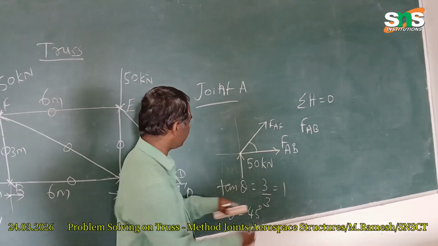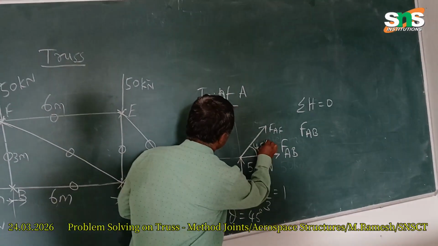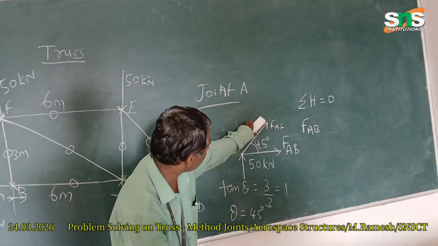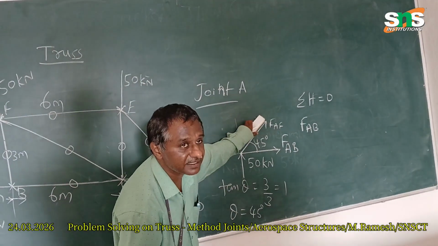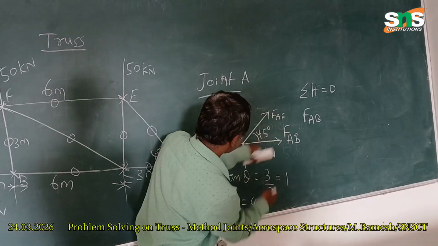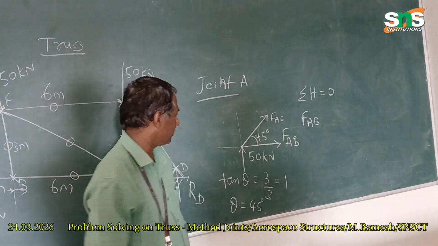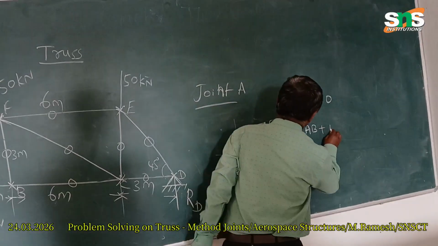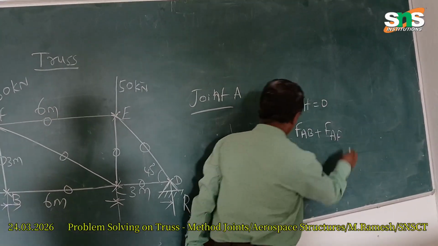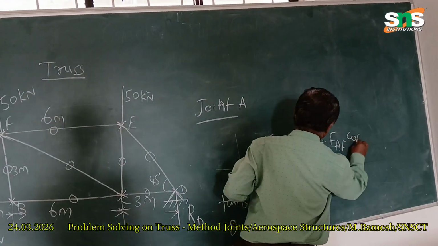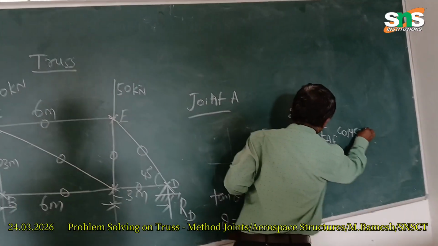But it is an inclined force. The angle of inclination is 45 degrees. If it falls down, the arrow is towards this side, so it will fall down like this. Then the arrow goes towards the right side, so it is also positive. So this is FAF cos 45, and that is equal to 0.